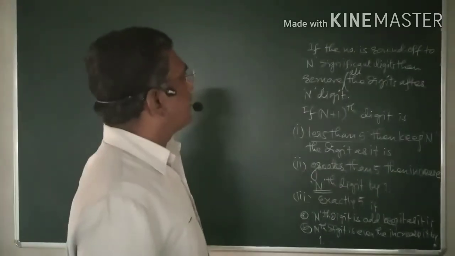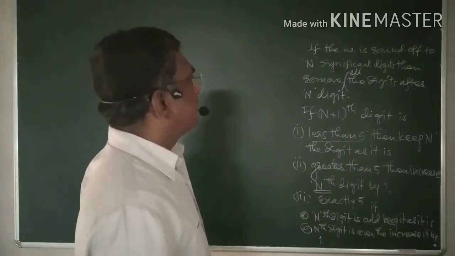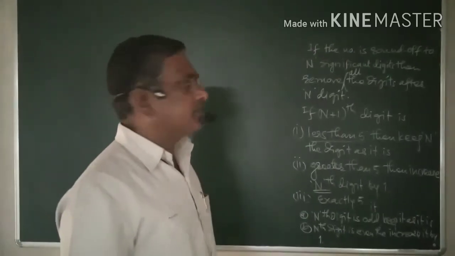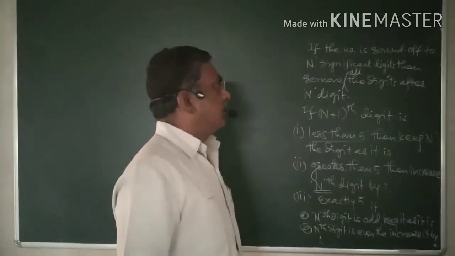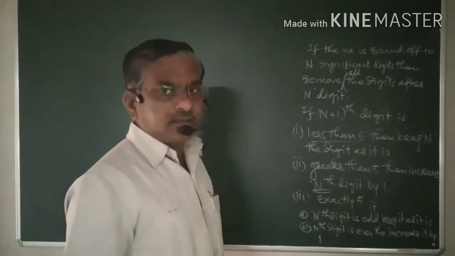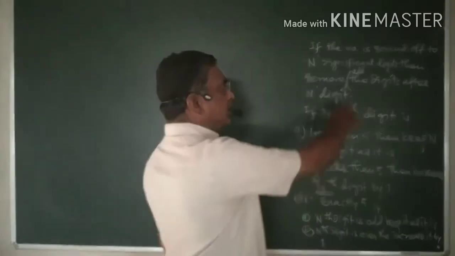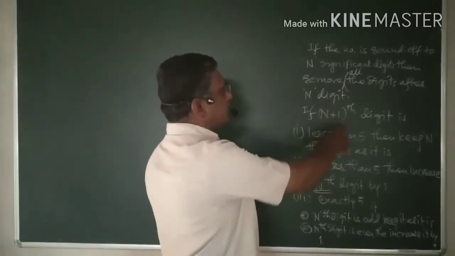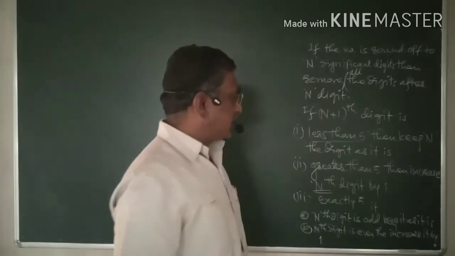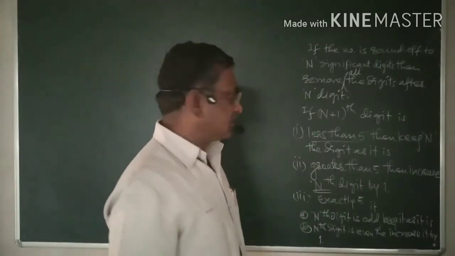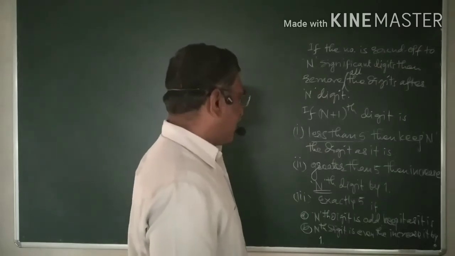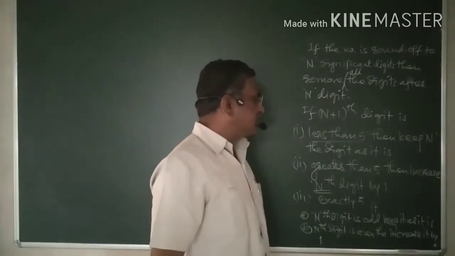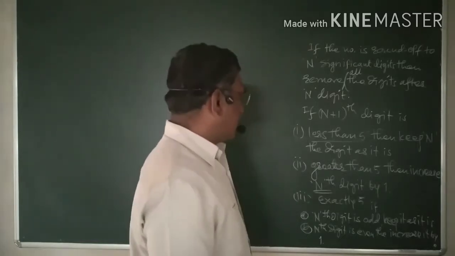To go for the example, let us revise that if the number is rounded off to n significant digits, then remove all the digits after the nth digit. If the n plus 1 digit is less than 5, then keep the nth digit as it is. If the n plus 1 digit is greater than 5, then increase the nth digit by 1.